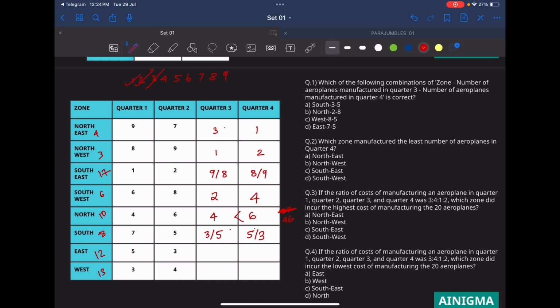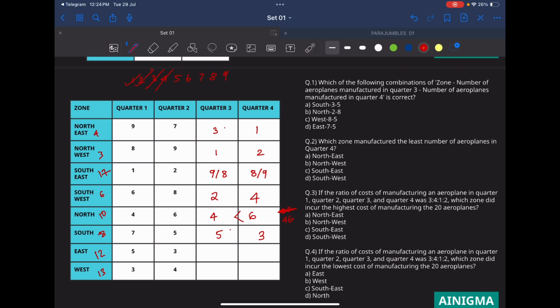Now 9 can be made with 9 and 3, which is a possibility. 12 can be made with 9 and 3, which is not possible in such a case because 3 is already done. Also 3 is here, so this has to be a 5, and if this is 5, then this value has to be a 3. So we are done with 1, we are done with 2, we are done with 3, and we are done with 4 itself. 4 is also done.